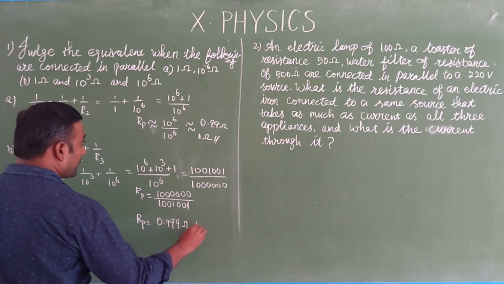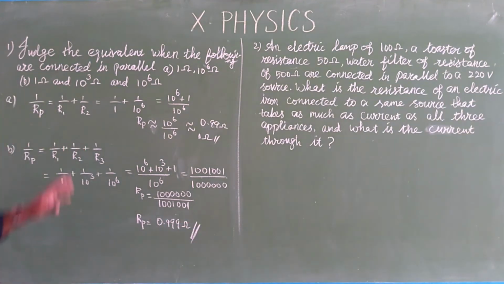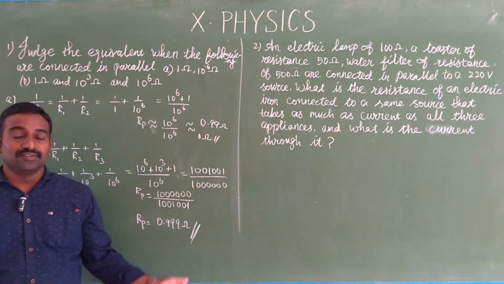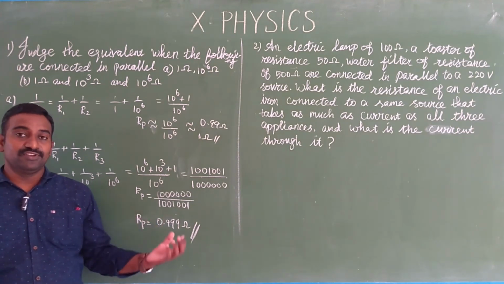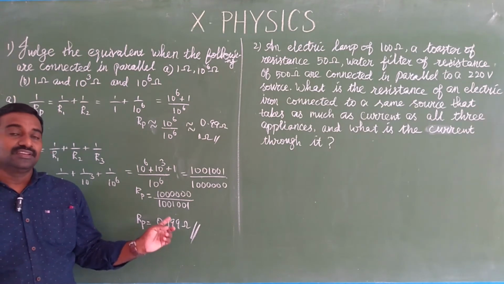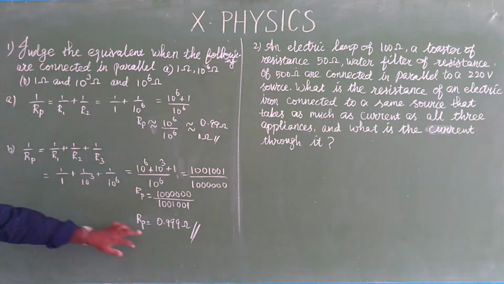So the answer is 0.999 ohm. Okay. So when several resistors are connected in parallel, the equivalent resistance will be less than the least of the individual resistances. But in series, it is greater than the greatest of the individual values. Greater than the greatest of individual value in series, but in parallel less than the least of the individual resistances.